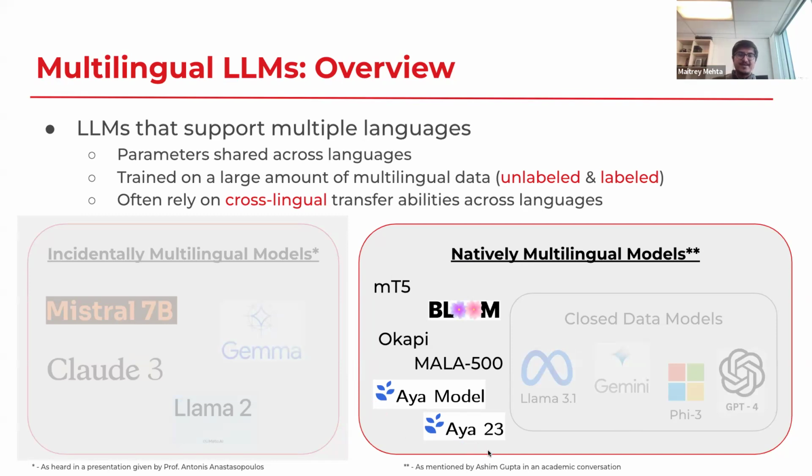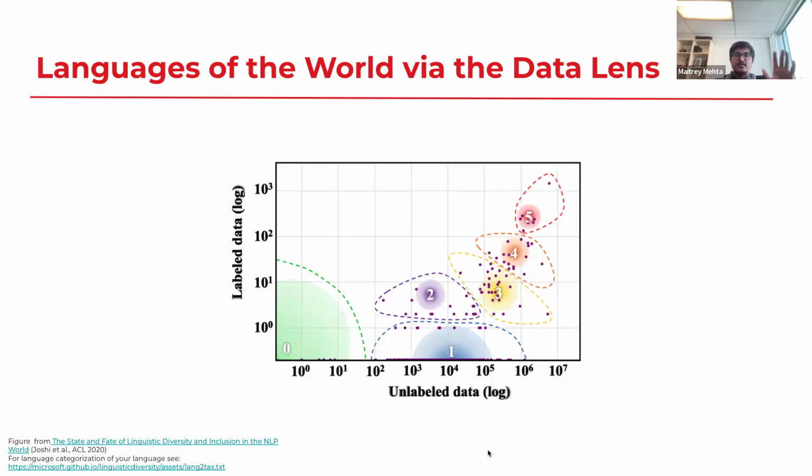And as I mentioned, languages of the world need to be looked at under different lenses and from different perspectives. So let's look at languages of the world via the data lens, right? How much data is there across these 7,000 odd languages that are there? So fortunately for us, Joshi et al. did this study in 2020, where they mapped languages across the unlabeled data versus the labeled data axis.